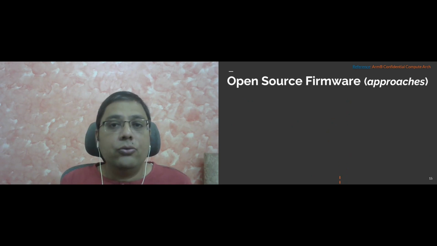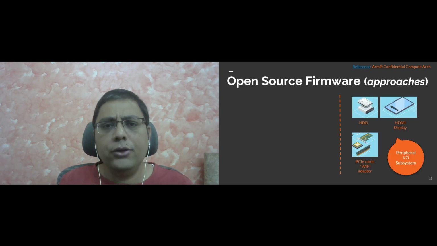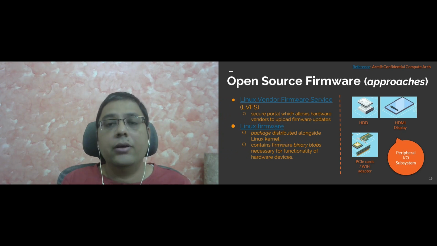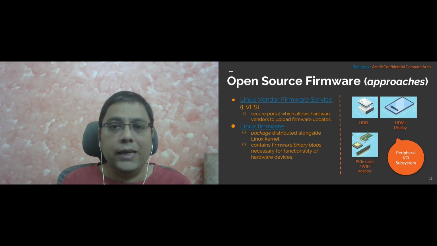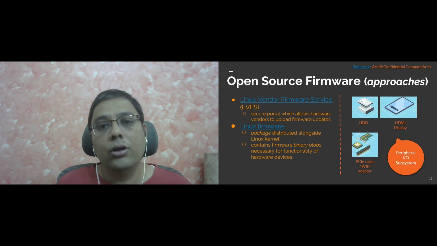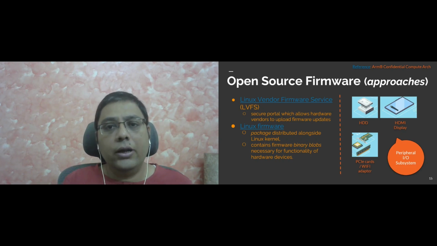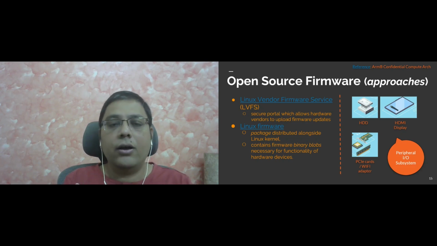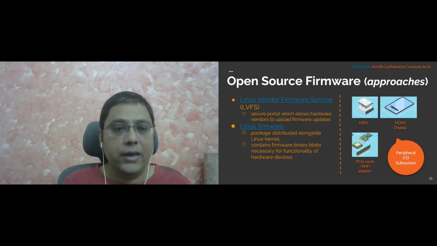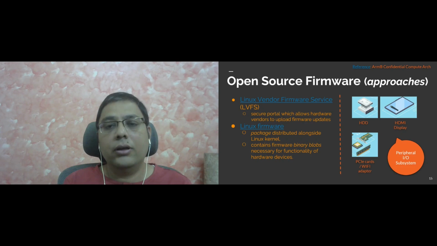And now the open source firmware approaches that we can take for the peripheral IO subsystem. The first would be to use, for example, LVFS to get the latest and the greatest firmware updates from the hardware vendor directly. Usually these are signed updates, so we can check the signature of the firmware to ensure that the signature verification is also met. Also, we can use the open source Linux firmware package, which contains firmware as binary blobs, which can be used to set up your hardware peripherals into a sane runnable state. So these are the open source approaches available to us for the peripheral subsystem.